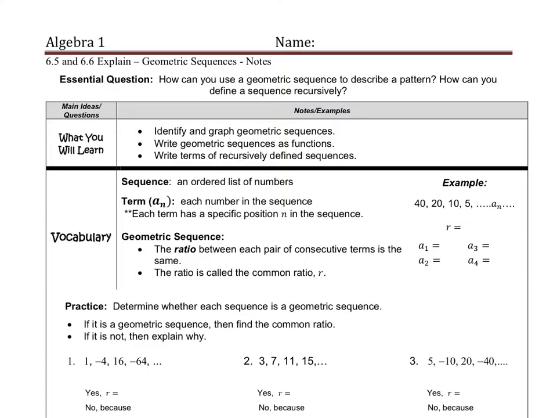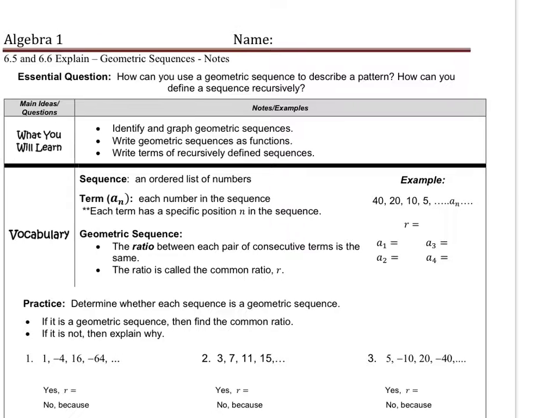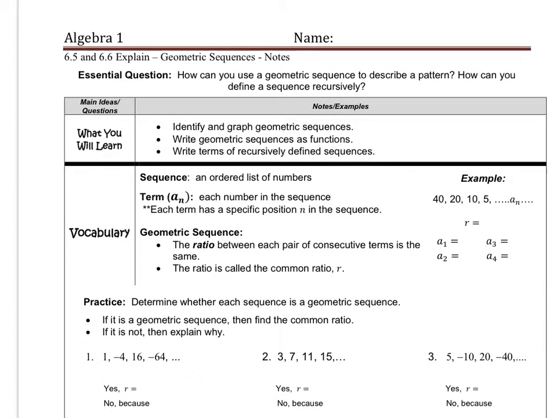Today we're going to start looking at geometric sequences of numbers. A sequence is just an ordered list of numbers. Now when we're looking at our sequences, we're going to be identifying each term using the letter A. So A sub n, the sub n, don't let that scare you, it's just what number it is in the list or in the sequence.